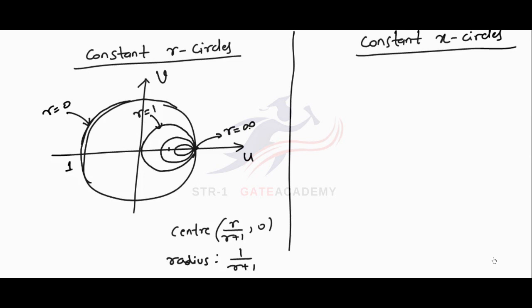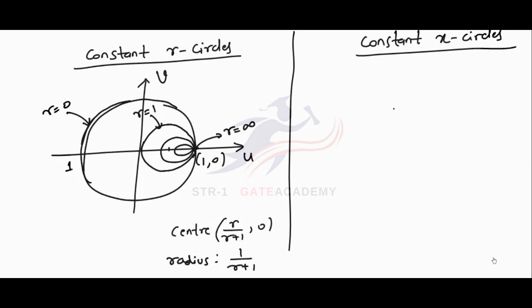So all the constant r circles have center on the positive u axis. All the circles pass through the 1, 0 point. This is the 1, 0 point. And as you increase the value of r, what will happen? The center will shift towards the right and the radius of the circles decreases. These are the characteristics of constant r circles.